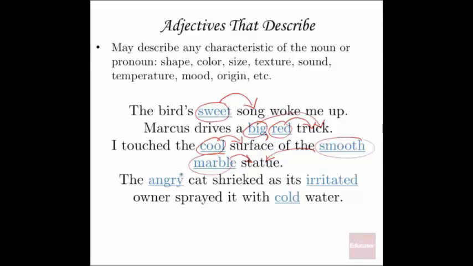All right, then we have: the angry cat. Well, that describes an emotional state of being. Shrieked at its irritated owner. I think anybody who had an angry cat would be irritated, especially if it were shrieking. Sprayed it with cold water, and that describes the temperature of the water. So as you see, adjectives that describe are actually pretty easy to pick out.